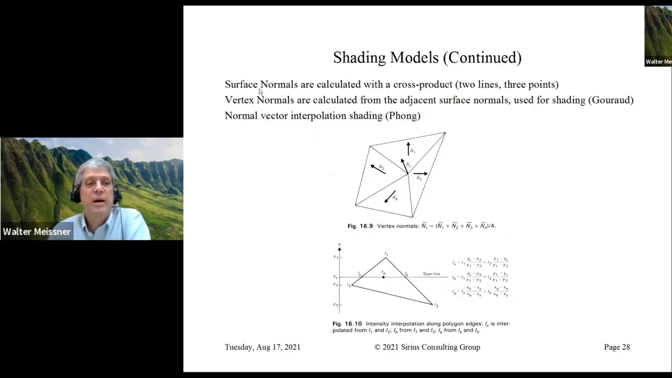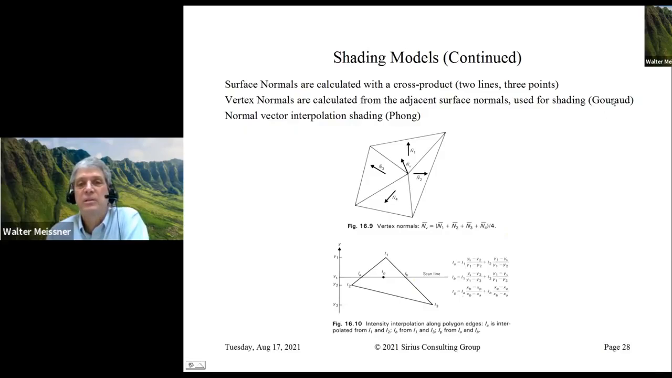So one thing about these shading models is that for every surface, a surface normal can be computed. You need 3 points and 2 lines. So here are 4 surfaces with each of their normals. The vertex normals are calculated from the adjacent surface normals, and they're used for shading in the Gouraud case. At this vertex, a vertex normal is calculated, and it's really just the arithmetic average of the surrounding surface normals.